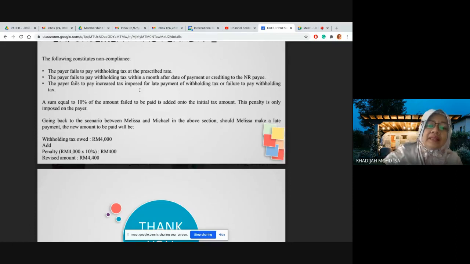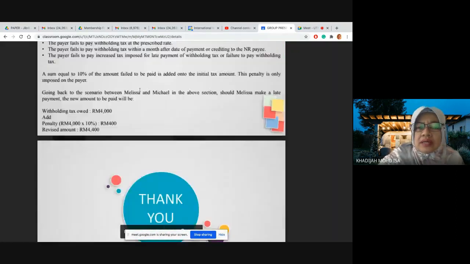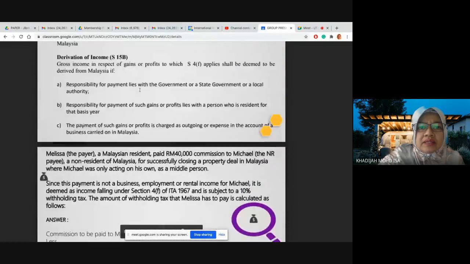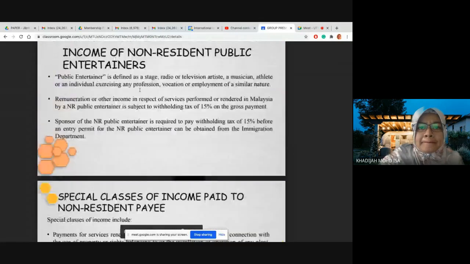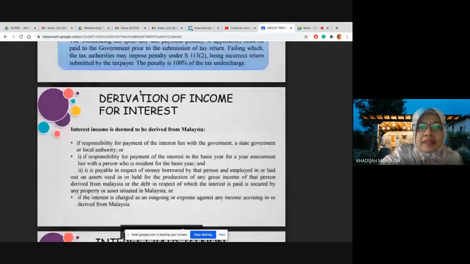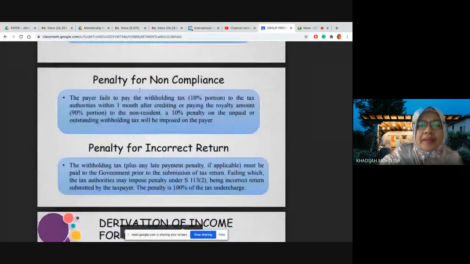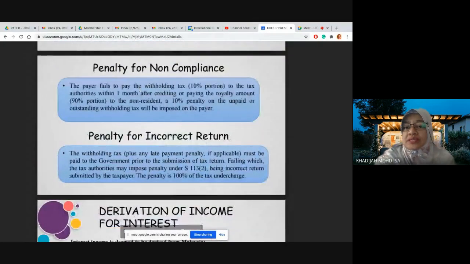So another one is what we call incorrect returns. Penalty for non-compliance, the earlier one, means that when you don't pay the withholding tax of 10%, settle it. Alright, okay. So what happens is that for companies, you have to submit your Form C.